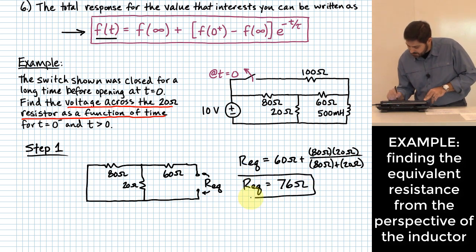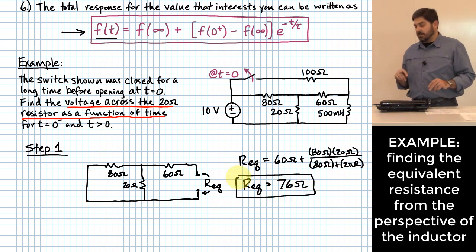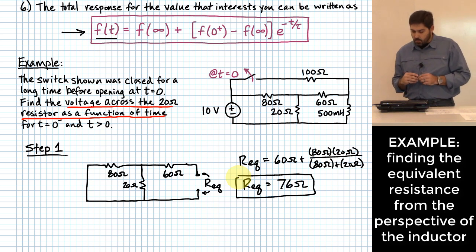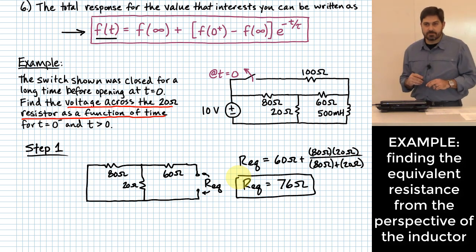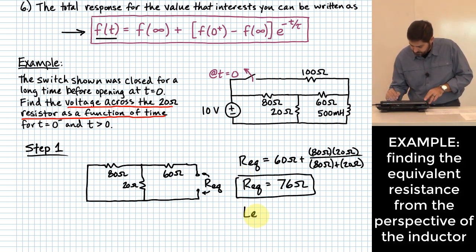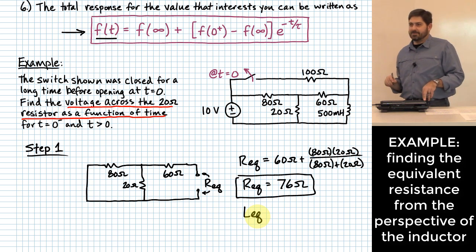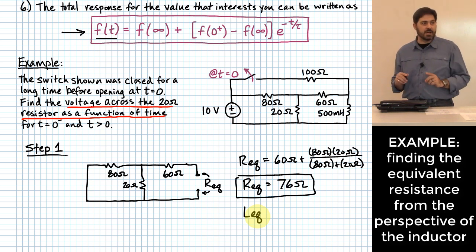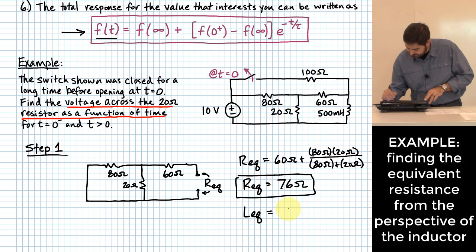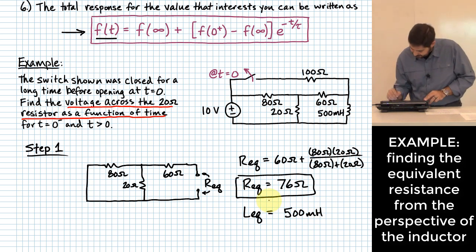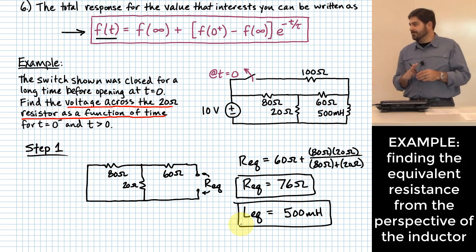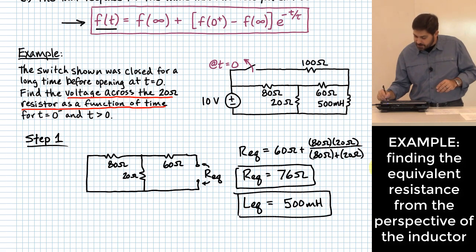That is the equivalent resistance that I need in this problem to do things like find my time constant. What about my equivalent inductance? Easy, right? There's only one inductor, so whatever that inductor value is, is my equivalent inductance: 500 millihenries, half a Henry. Now we're done with step one. But we're not going to take a break. We're going to press on.